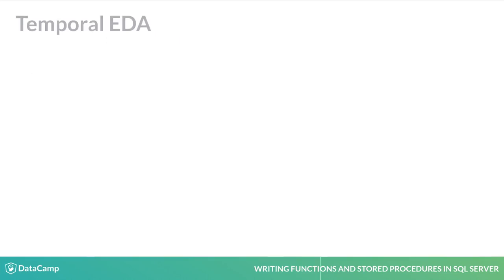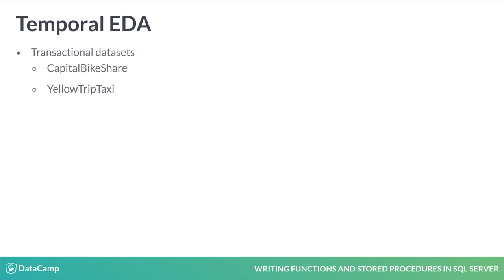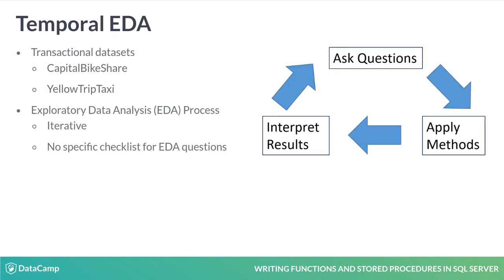We will use real-world transactional datasets in this course, CapitalBikeShare and YellowTripTaxi. They contain transactions from rides of the BikeShare program in Washington, D.C., and yellow taxis in NYC. Transactional datasets exist throughout industries, so you will be able to apply the concepts learned in this course to your own data science projects.